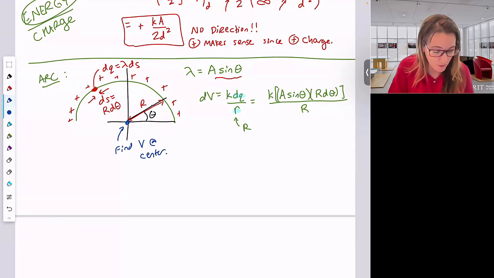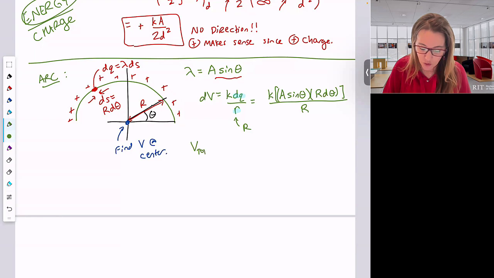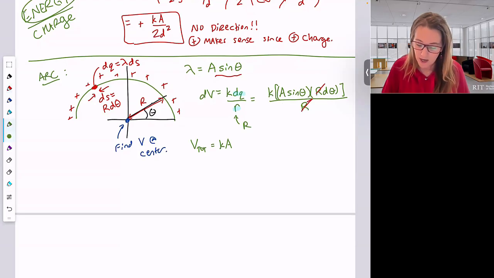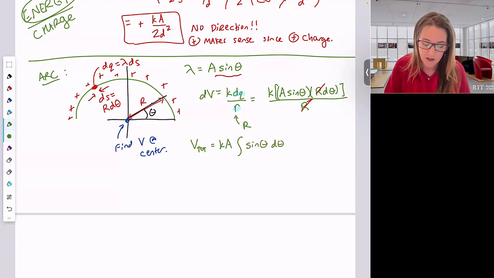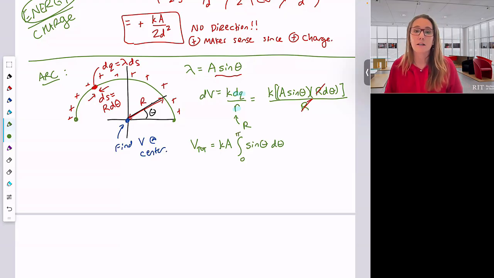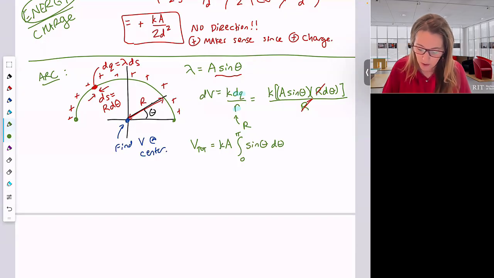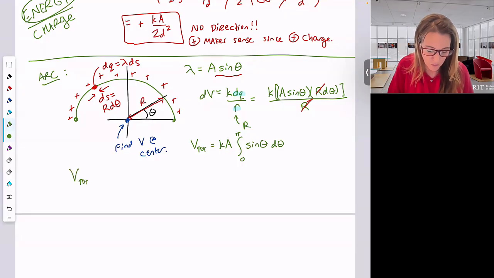So now we actually have a pretty nice integral. We can see here that V total is going to be equal to Ka. My r's actually cancel in this. And so Ka times the integral of sine theta d theta, I integrate from the one side, theta equals 0, to the other side, theta equals pi. And this integral is actually 2, so I will show that. So the integral of sine theta, so V total equals Ka, and then that integral of sine theta goes to negative cosine theta, evaluated from 0 to pi.